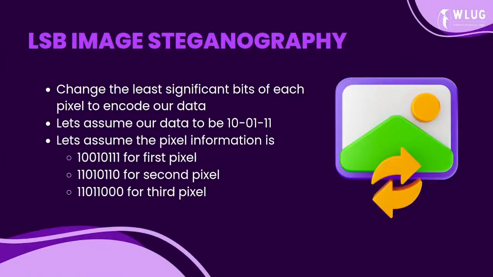Now let me explain how the data was encoded. Many of you guessed a .dat file or some metadata, but it is not that. It is actually a bit smart. This type of steganography is least significant bit manipulation image steganography. In this, we change the least significant bit of each pixel to encode our data.